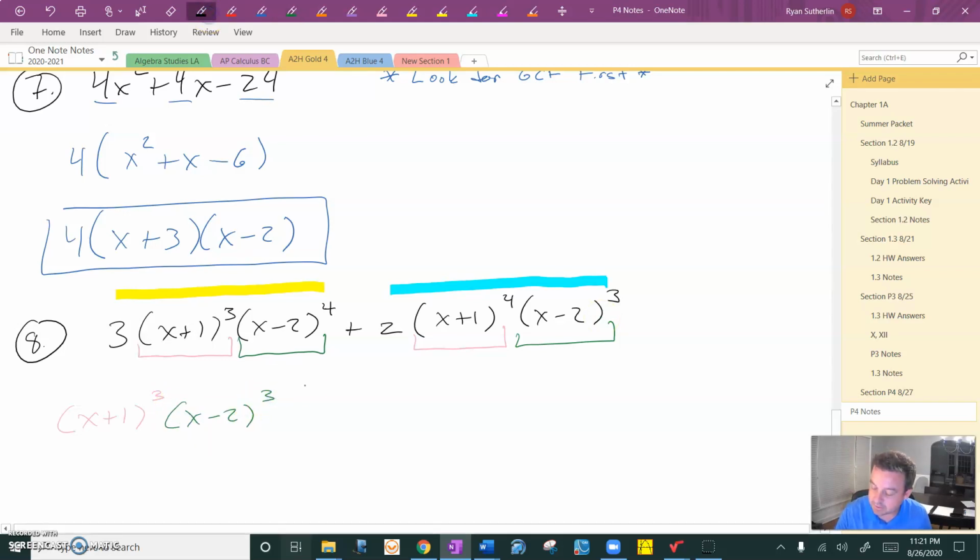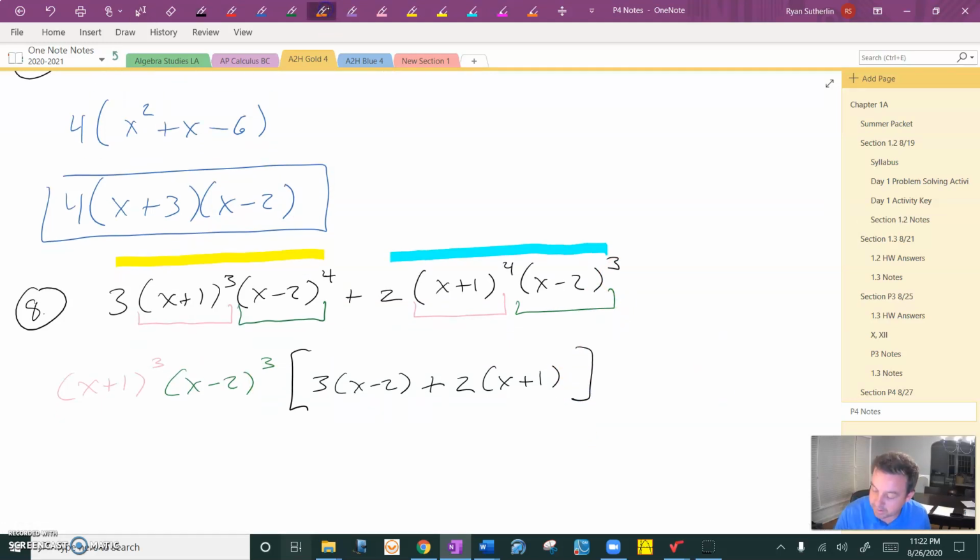And now let's see what's left. So with the first term, I have the 3. I had 3 x plus 1s. I took out all 3. I had 4 x minus 2s. I took away 3 of them. So I have an x minus 2 left. For the second term, I have the 2. For the x plus 1s, I had 4 of them. We factored out 3, so I have 1 left. We have the x minus 2s. We had 3. We took them all away. So that's done. And then right above here, I'm just going to distribute.